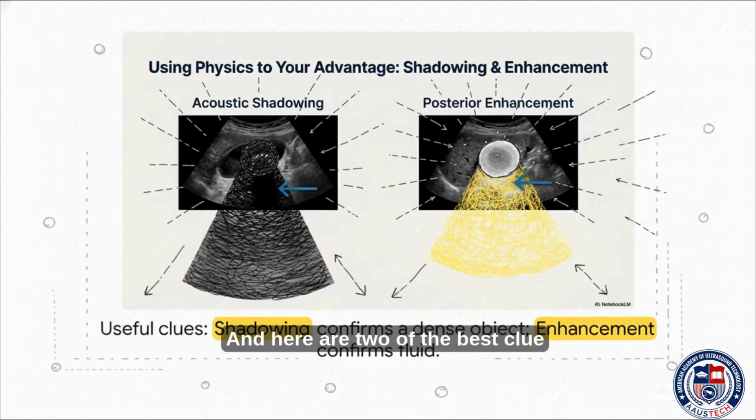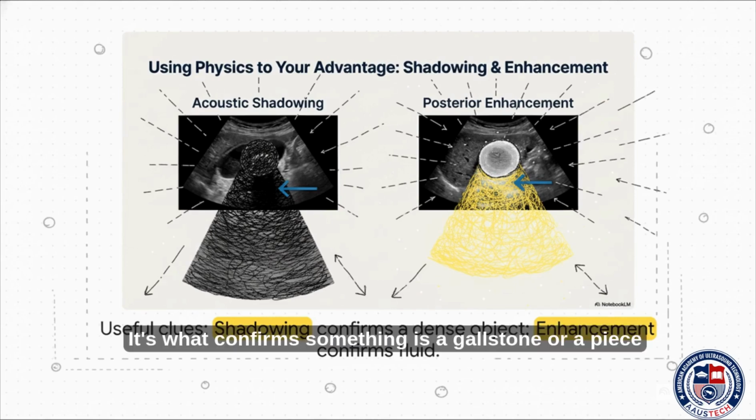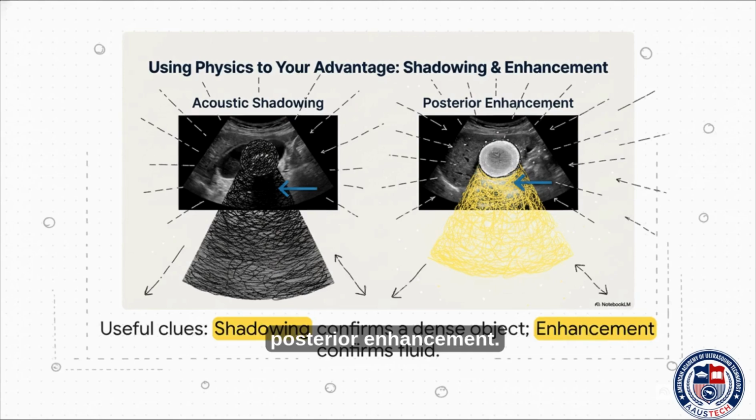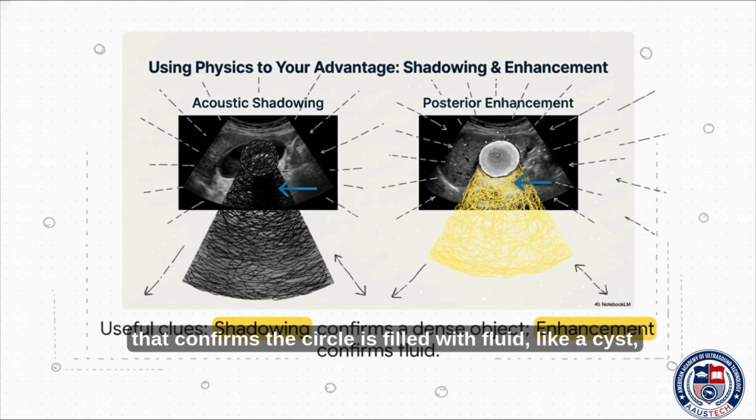And here are two of the best clue artifacts you'll ever see. On the left, that's acoustic shadowing. See that clean, dark shadow behind the bright white thing? That shadow is screaming at you, hey, I'm super dense. It's what confirms something is a gallstone or a piece of bone. Then on the right, you see the opposite, posterior enhancement. That bright area behind the black circle, that confirms the circle is filled with fluid, like a cyst, because the sound just zipped right through it.